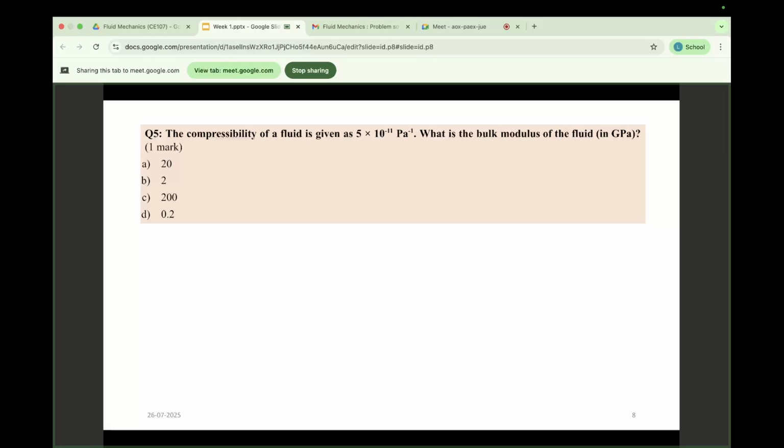So in this question, it is given that the compressibility of a fluid is 5 into 10 to the power minus 11 Pascal inverse. Then what is the bulk modulus of the fluid? And you have to answer it in terms of gigapascal. So I am giving you 2 minutes. Just try by your own.